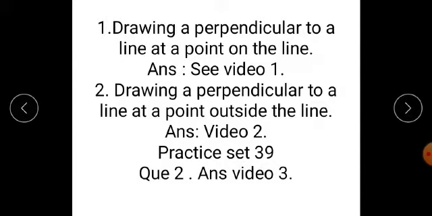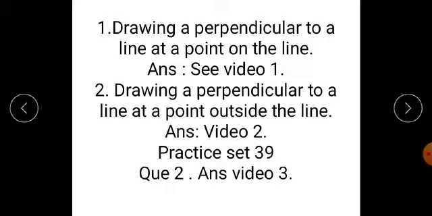Second question, draw a line AB using a compass. Draw a line perpendicular to AB at the point B. Students, I have done this construction in the second video. You have to go through all these constructions in the first video to draw a perpendicular by using a compass, and in the second video I have done question number 2 of practice set 39.